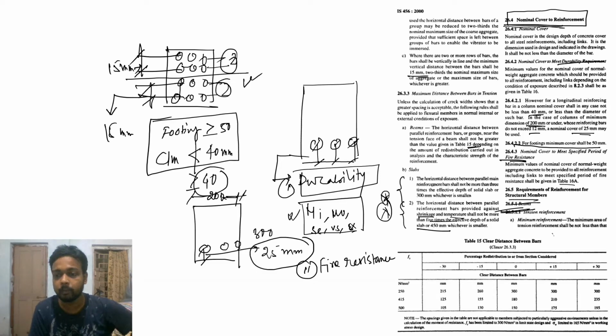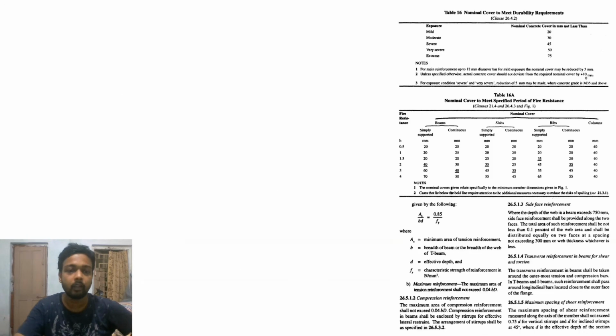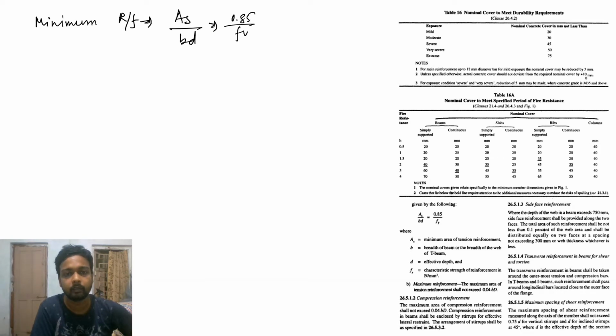Requirement of reinforcement for structural members: minimum tension reinforcement for beam. Minimum area of tension reinforcement shall not be less than, so you are designing a beam, minimum reinforcement As/bd = 0.85/fy. As is your area of steel, b is your breadth, d means effective depth.